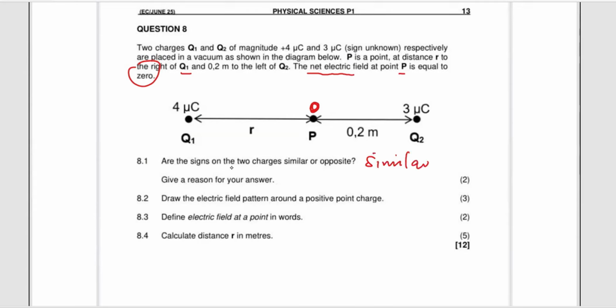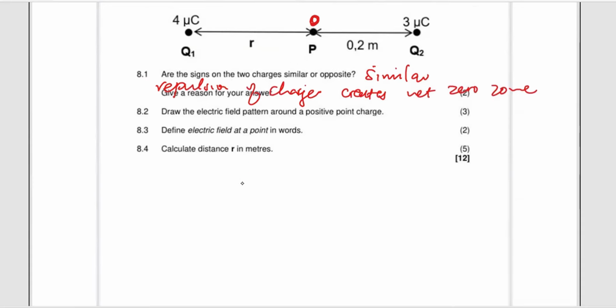Why is it similar? Because there's going to be some repulsion. The repulsion of the charges creates a net zero zone. There will be a zone where the force is 0. Then draw the electric field pattern of a positive charge. A positive charge just has field lines that are moving out. What we care about is just the arrows, which direction. So something like that.